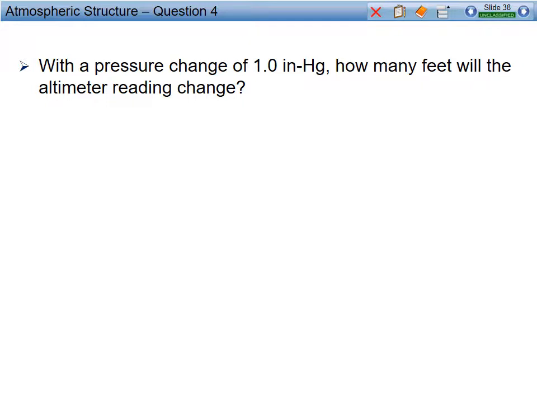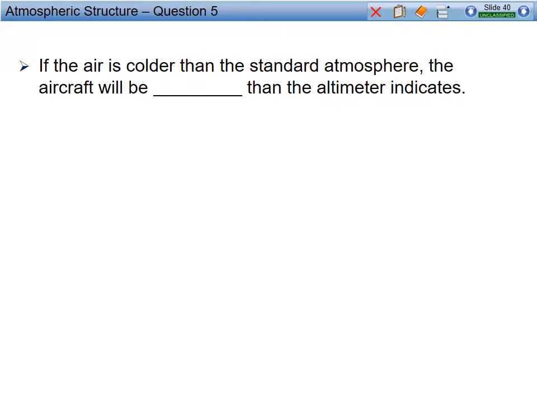With a pressure change of 1 inch of mercury, how many feet will the altimeter reading change? 1,000 feet. If the air is colder than the standard temperature, the aircraft will be blank than the altimeter indicates. And this indicates if you go from warmer to colder, and it is lower. High to low, look out below, applies to both air and pressure.